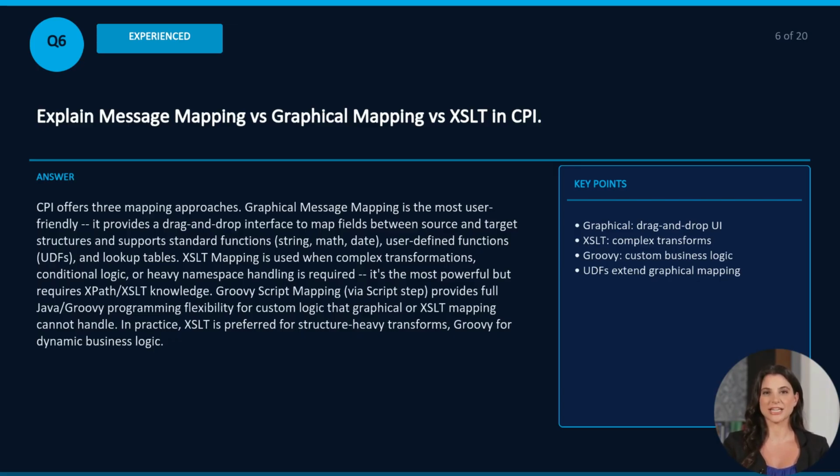Use XSLT when the transformation is purely structural, XML to XML pure data rearrangement. Use Groovy when you need to make HTTP calls, handle conditional logic based on external data, or when processing involves non-XML formats like JSON or CSV.